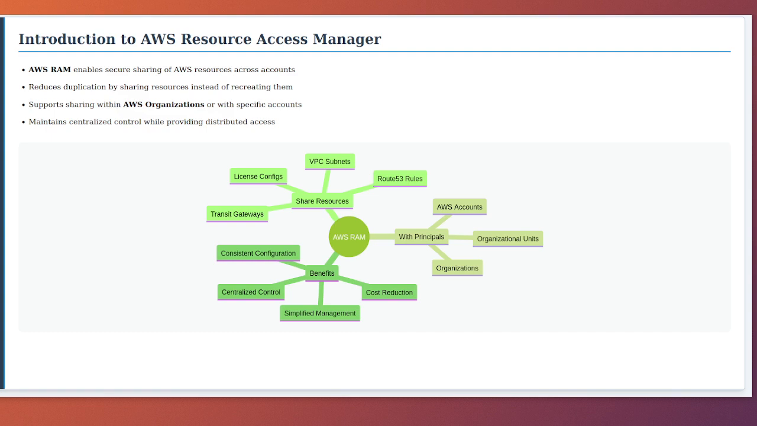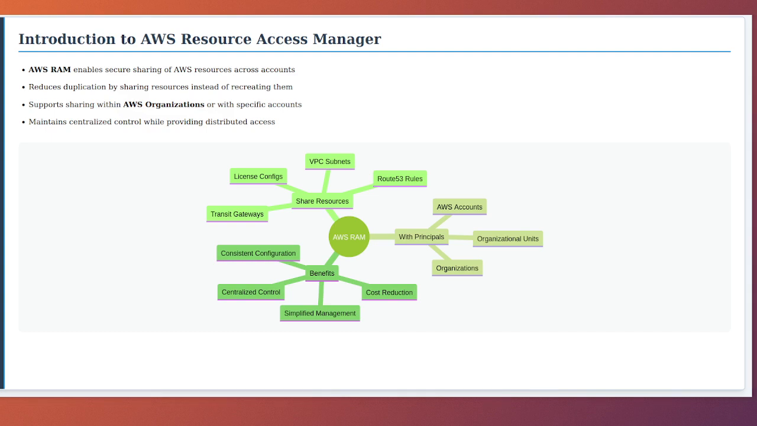In this presentation, we will explore AWS Resource Access Manager, commonly known as RAM. This service is a fundamental tool for organizations that operate multiple AWS accounts and need to share resources efficiently across their infrastructure without duplicating them in each account. AWS RAM allows you to securely share your AWS resources with any AWS account or within your AWS organization.